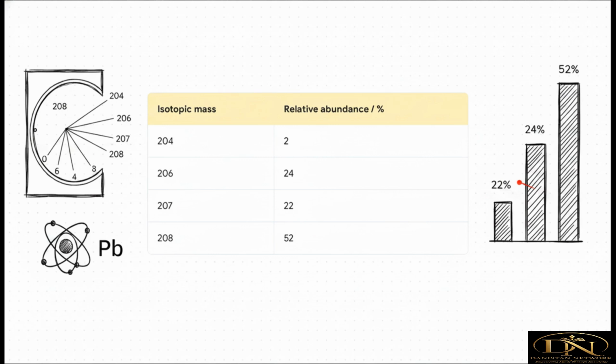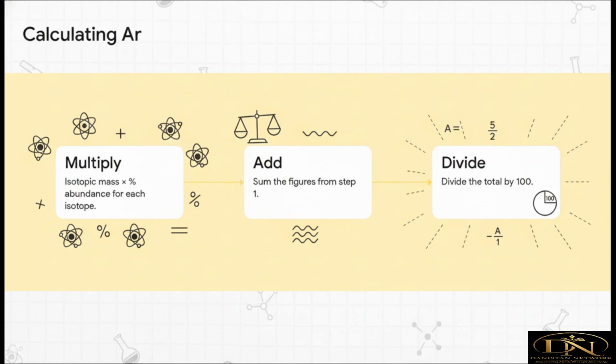You can see right away that the lead-208 isotope is the big winner, making up over half the sample at 52%. Once you have this data, calculating the overall relative atomic mass is just a simple 3-step recipe. You multiply each isotope's mass by its percentage, you add up all those products, and then you just divide the whole thing by 100 to get that nice weighted average.